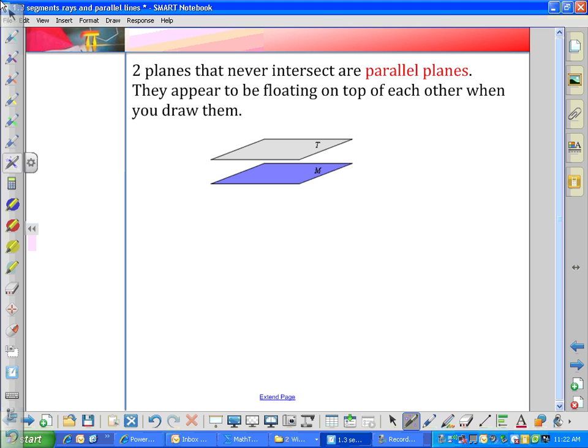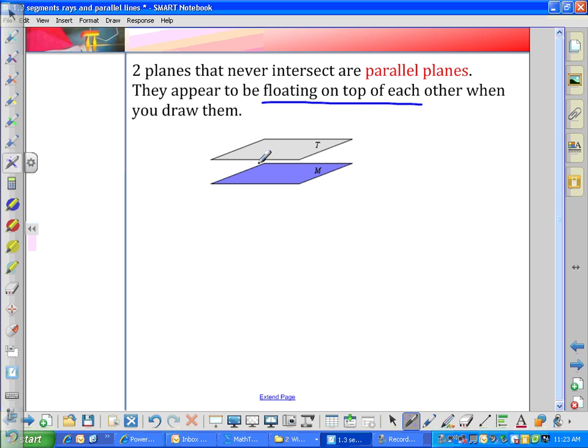Okay, so the last thing to talk about how to draw would be two planes that are parallel. And we say that planes are parallel if, of course, they never intersect. And they're going to look like they're extending out in the same direction, and it kind of looks like one is floating on top of each other.